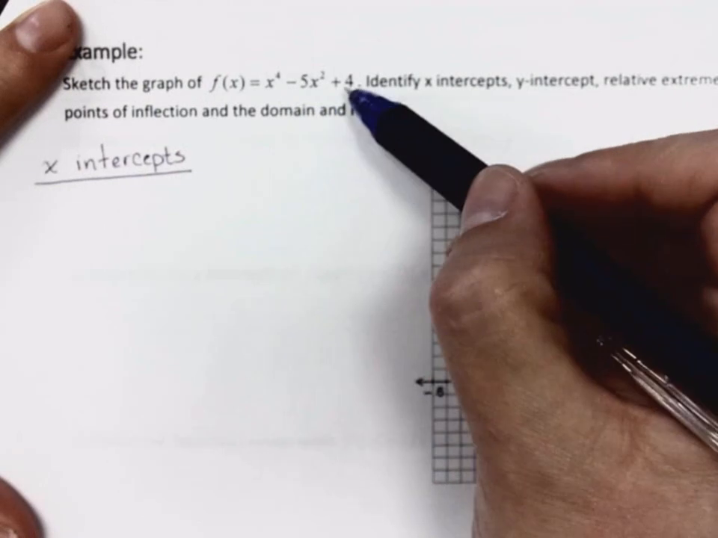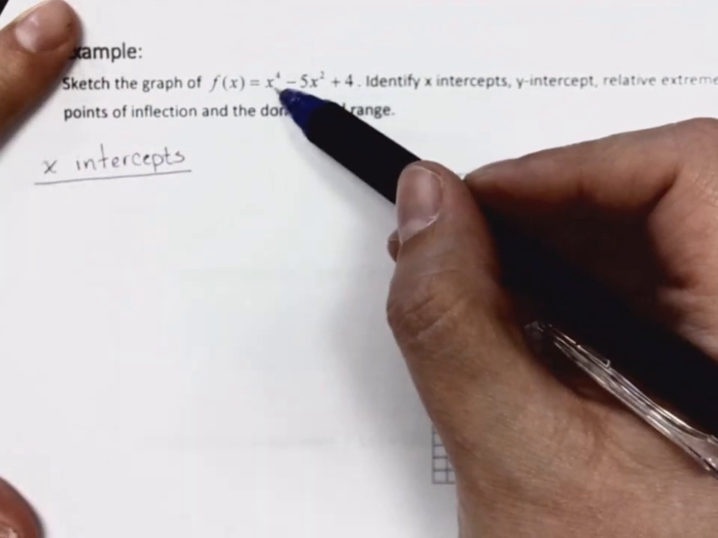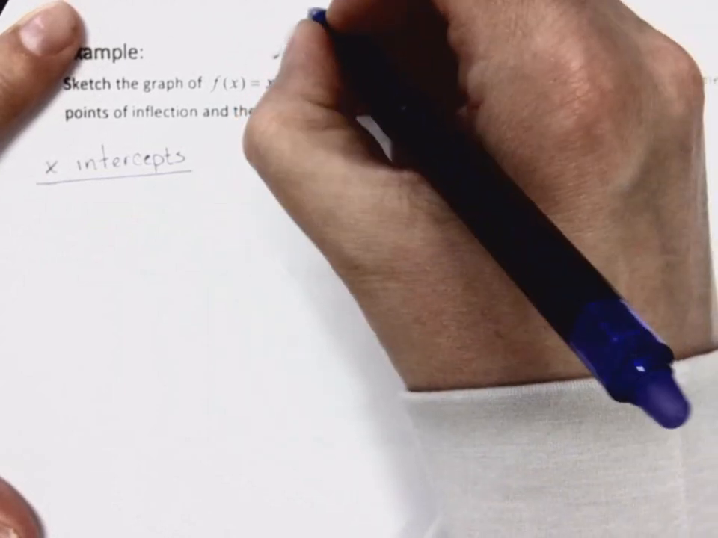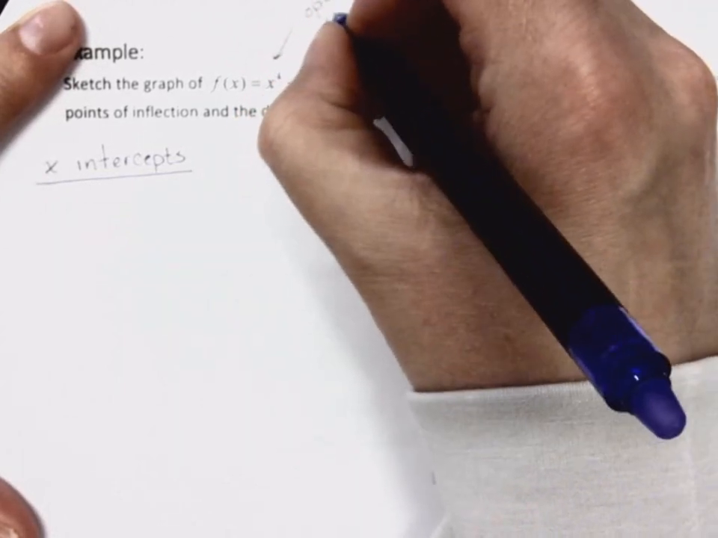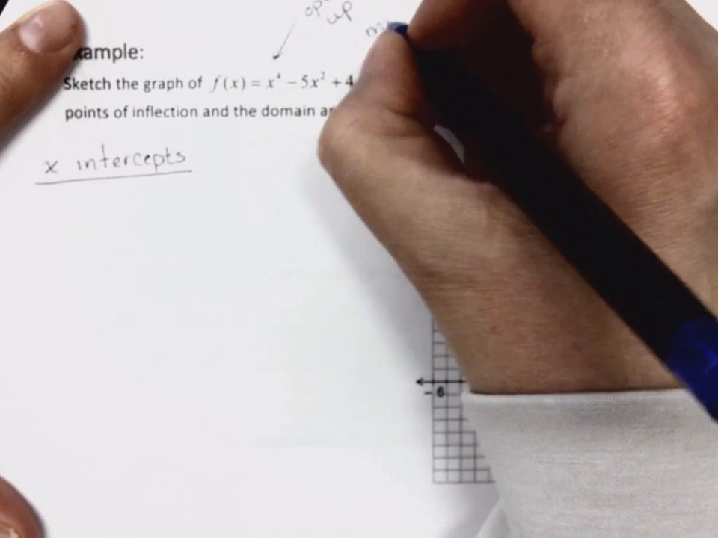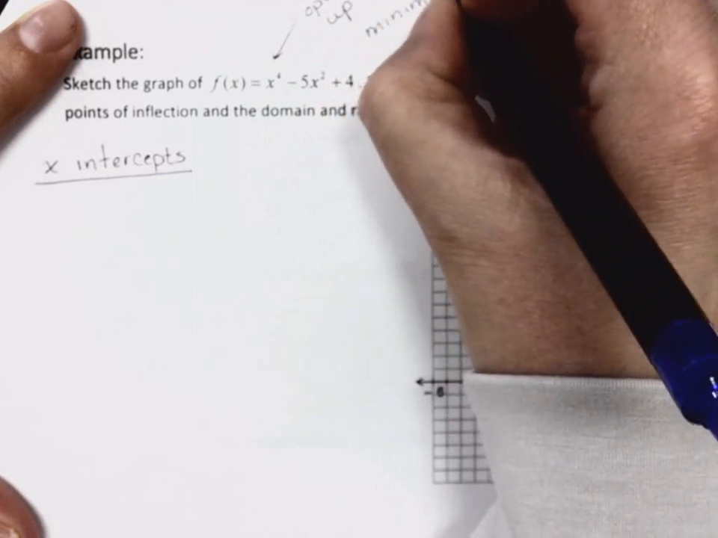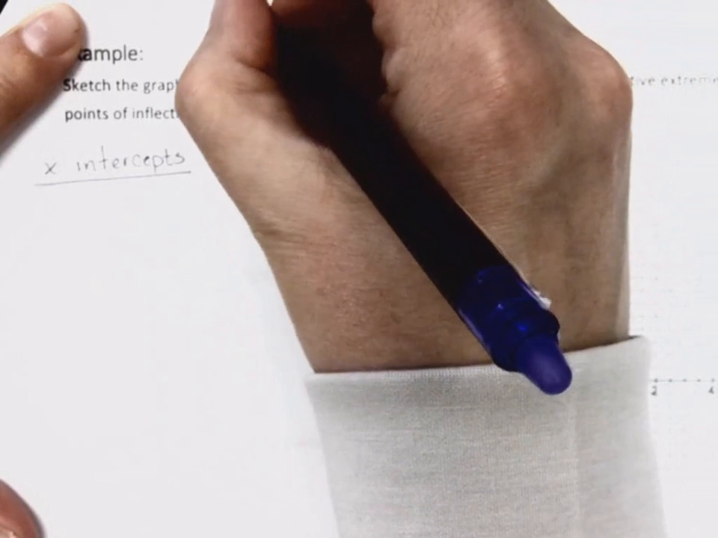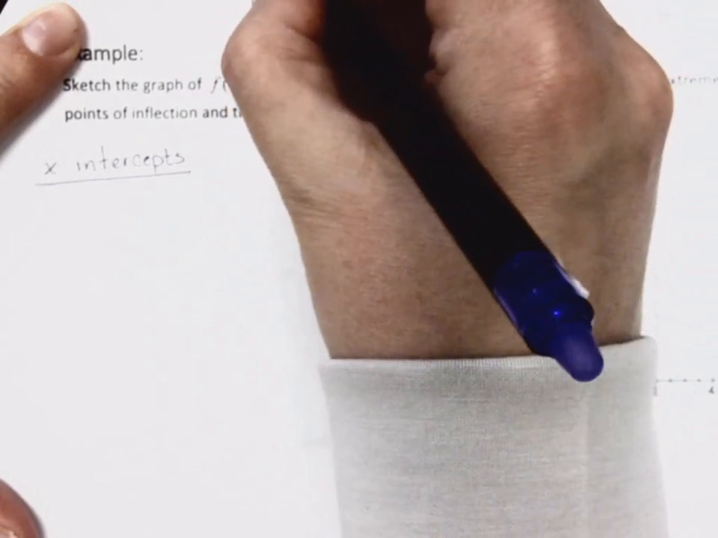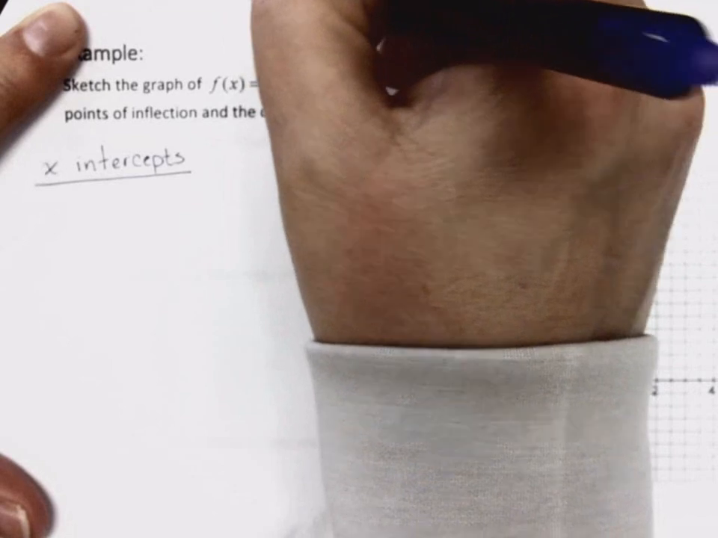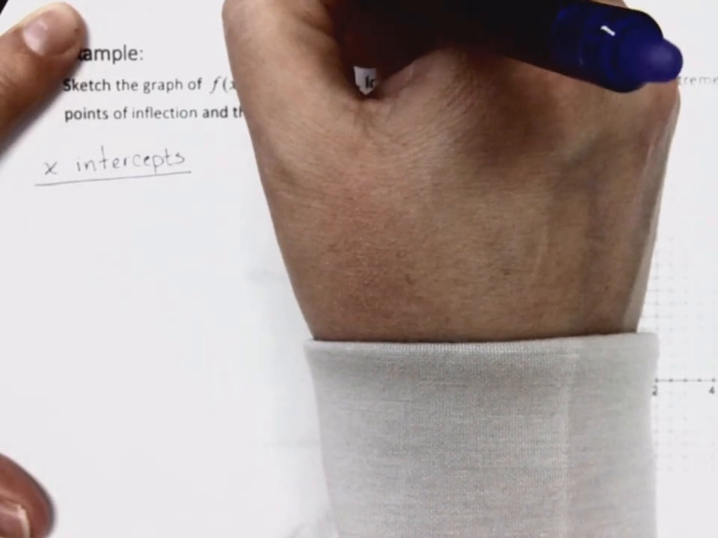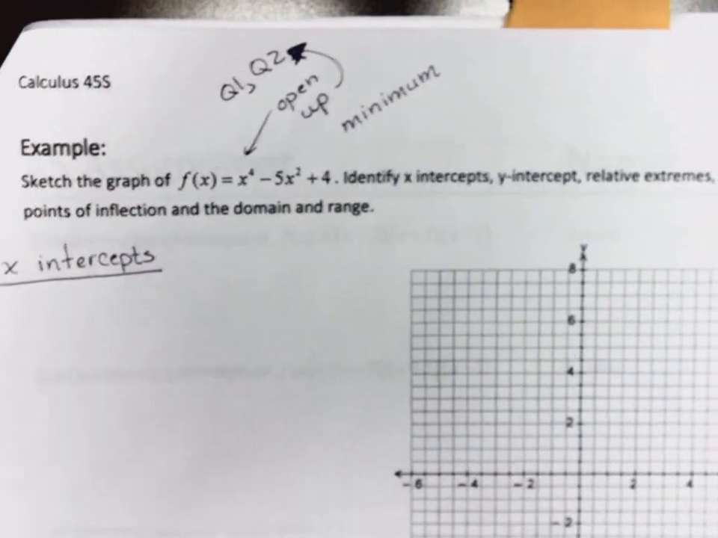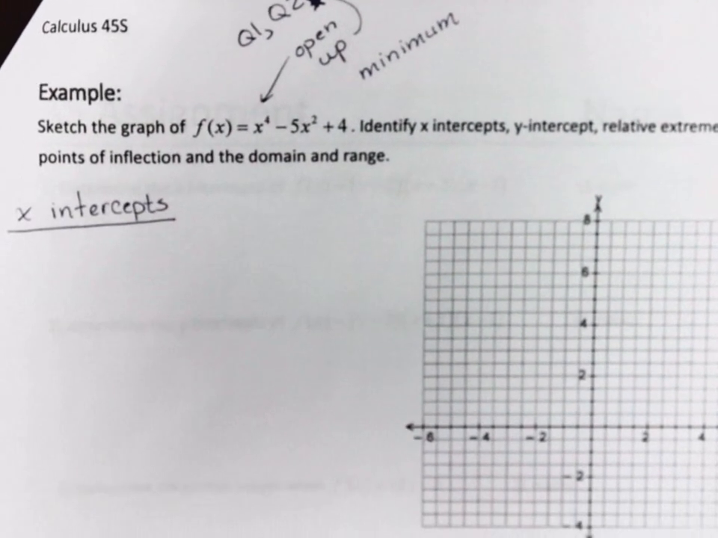When I'm looking at this function, what do I know? It is even. It's a positive coefficient. So I know that it's going to open up and it's going to have a minimum. So my end behavior is going to be in quadrants 1 and 2. When I say opening up, this is the end behavior that I'm referring to.